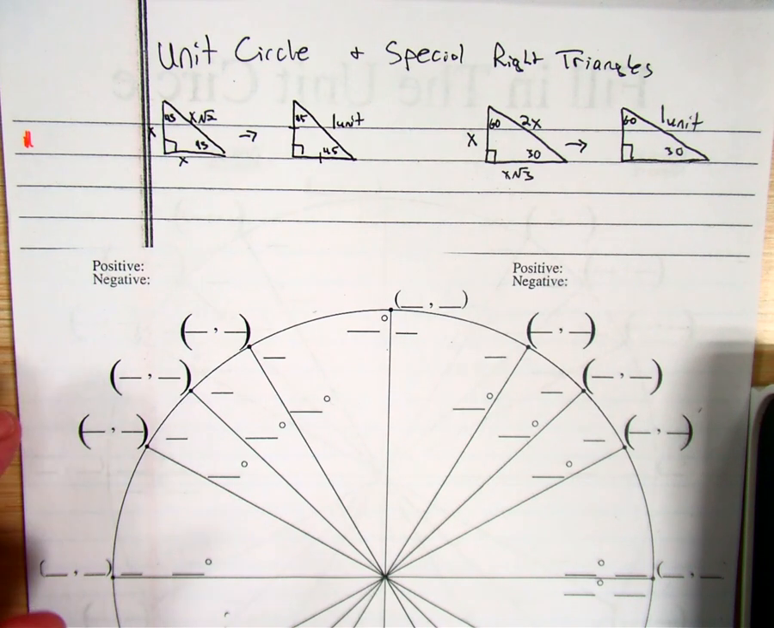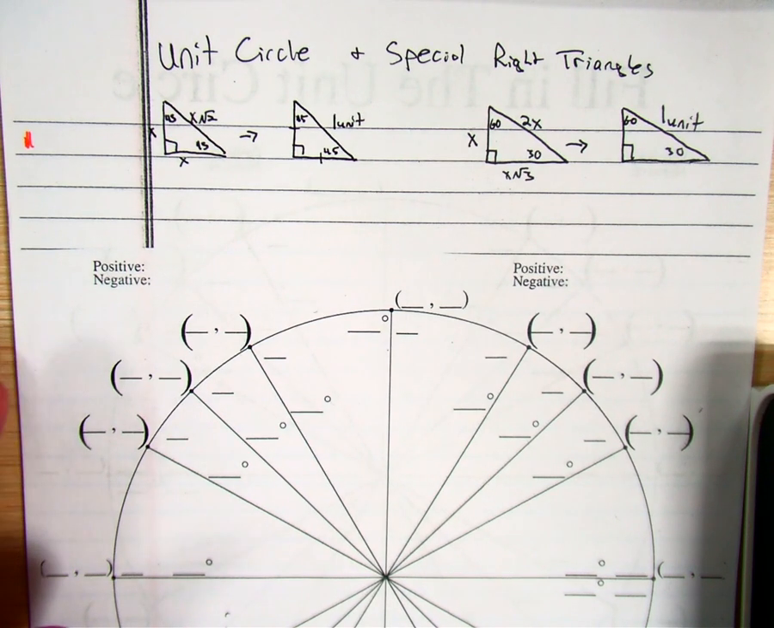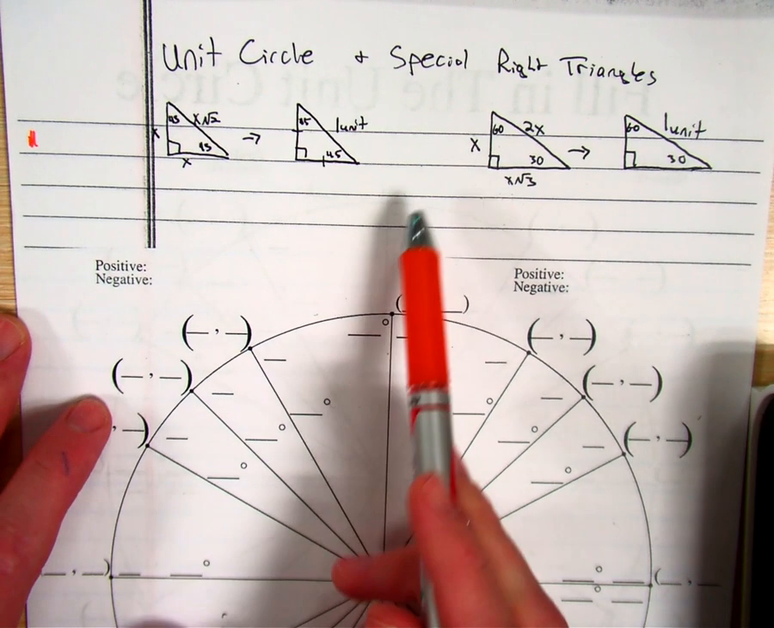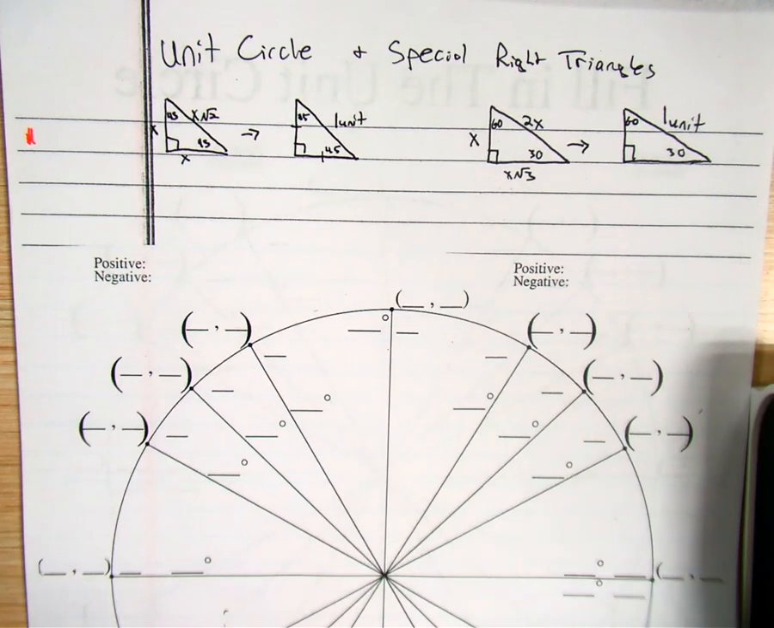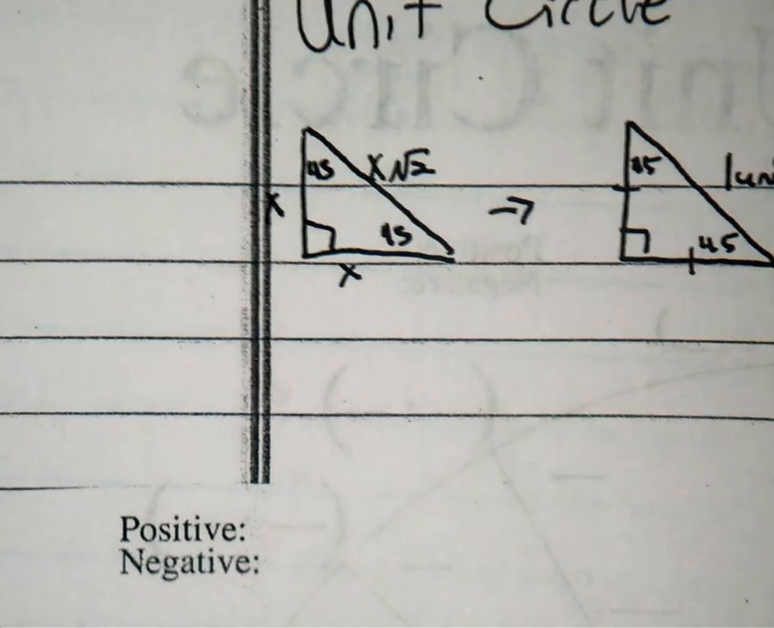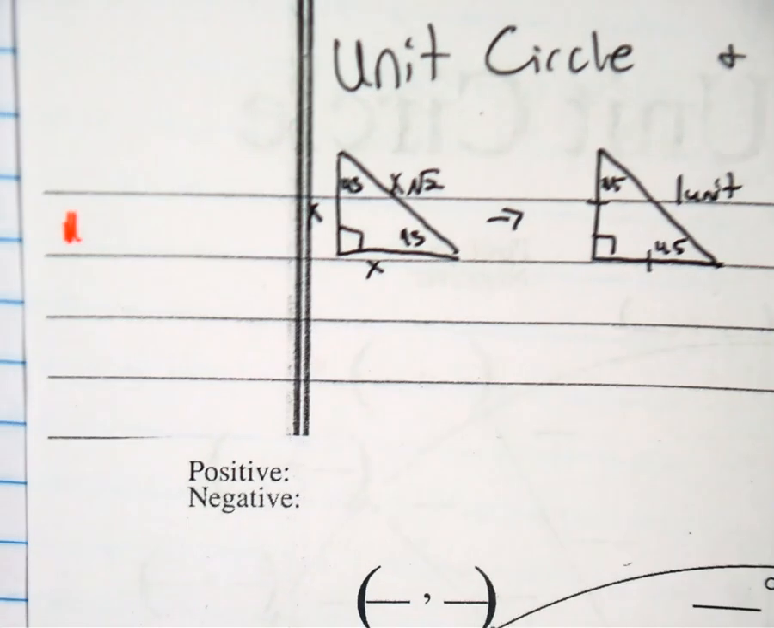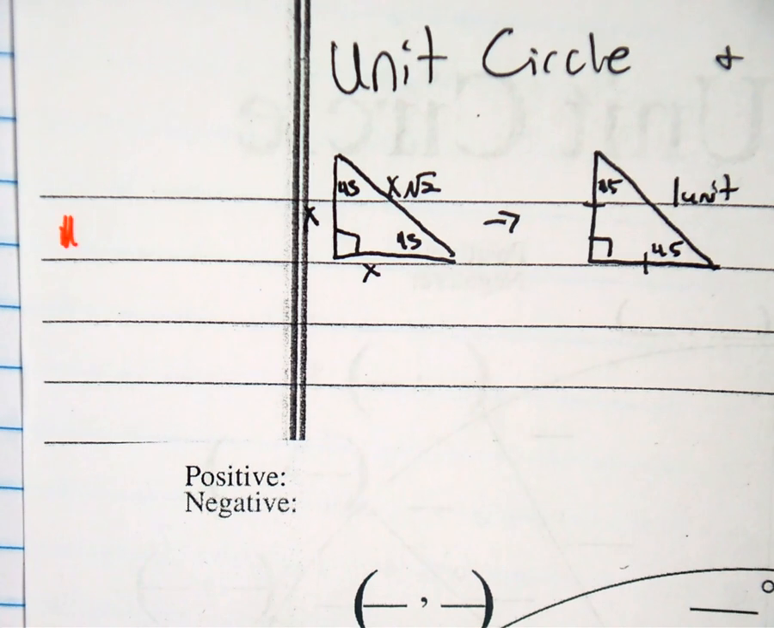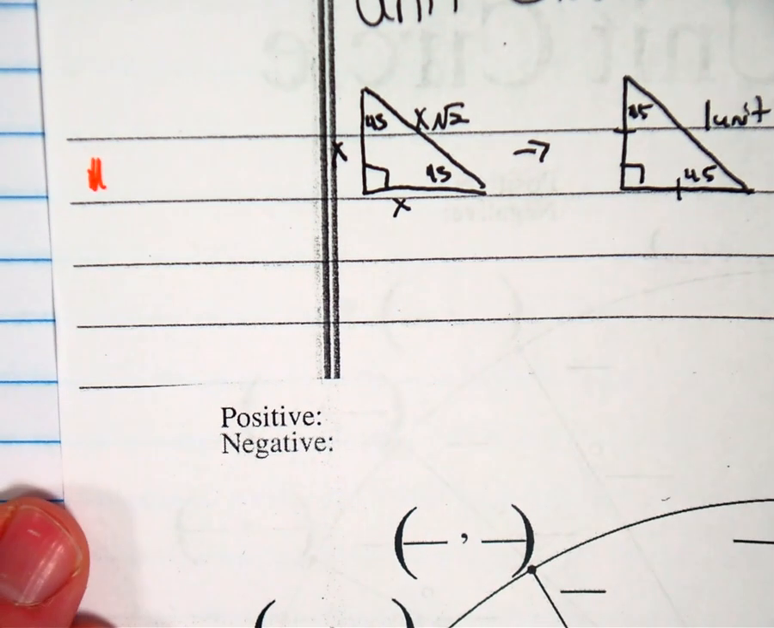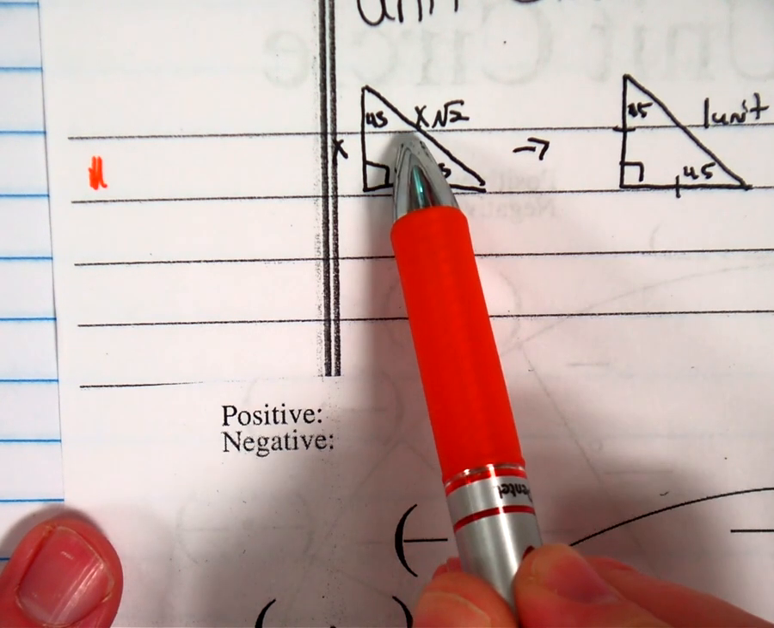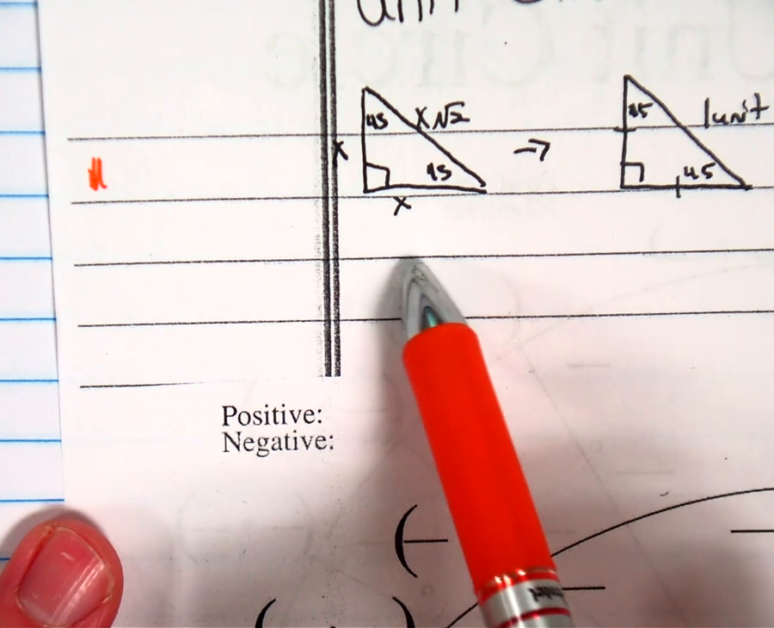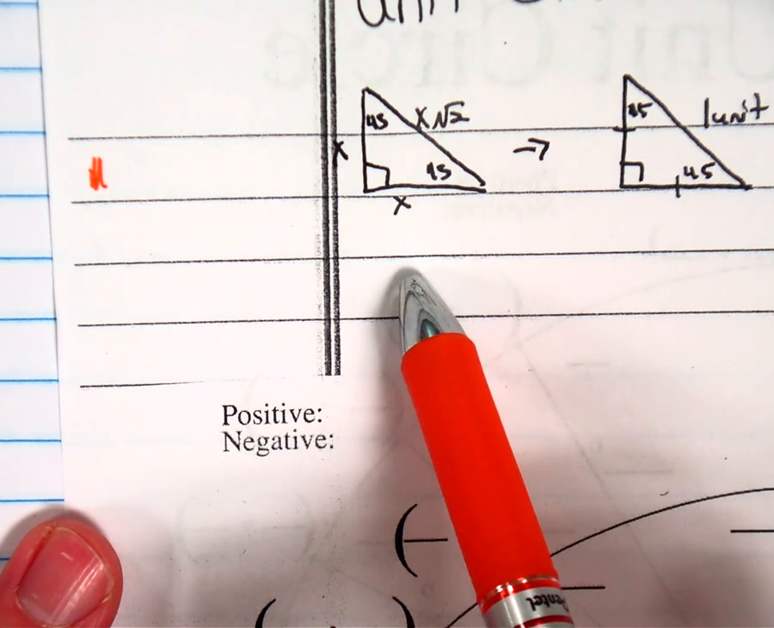Algebra 2, here we are with the unit circle. We have the unit circle based on special right triangles. So rewind to last year's geometry class. We had a 45-45 isosceles right triangle, and I use x, x, x radical 2. Your teacher might have used leg or side or whatever.